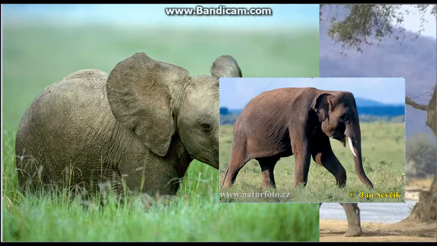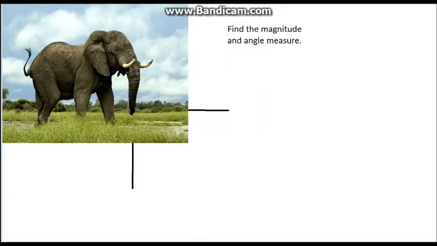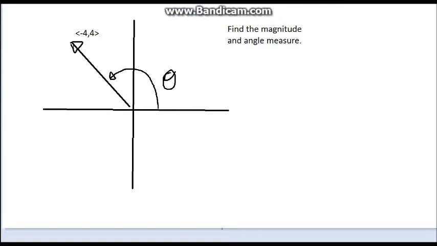Okay, well if we delete all the pictures of elephants in the way, we will find our first example. So here we have a vector that is at negative 4, 4, and we're supposed to find the magnitude and the angle measure. We'll start with the magnitude. To get the magnitude, you have to do the square root of a squared plus b squared. And a squared is negative 4 squared, and b squared is 4 squared in this example.